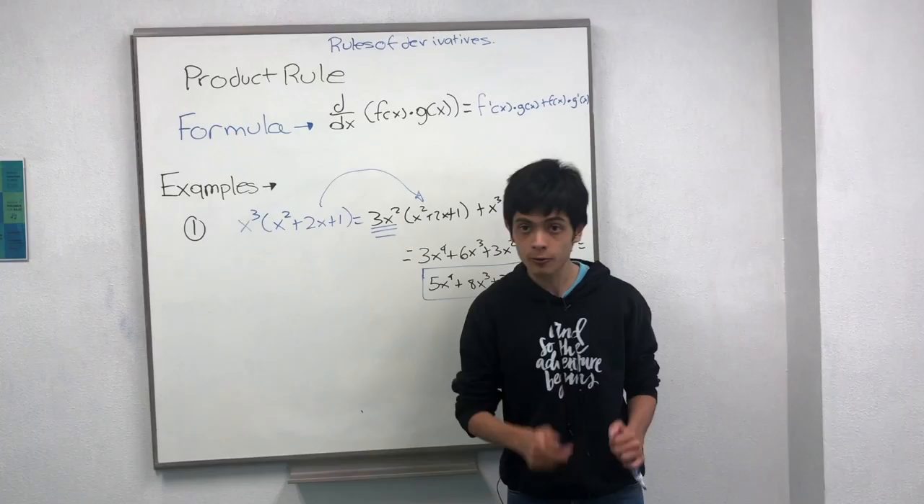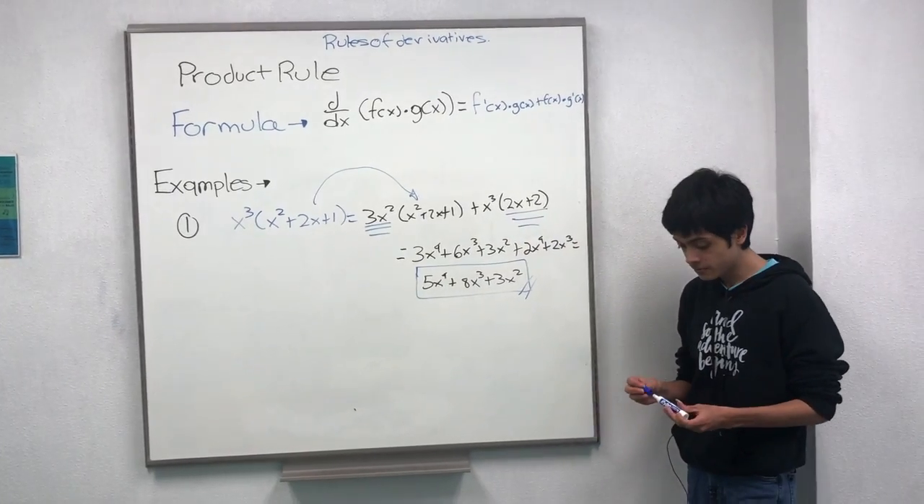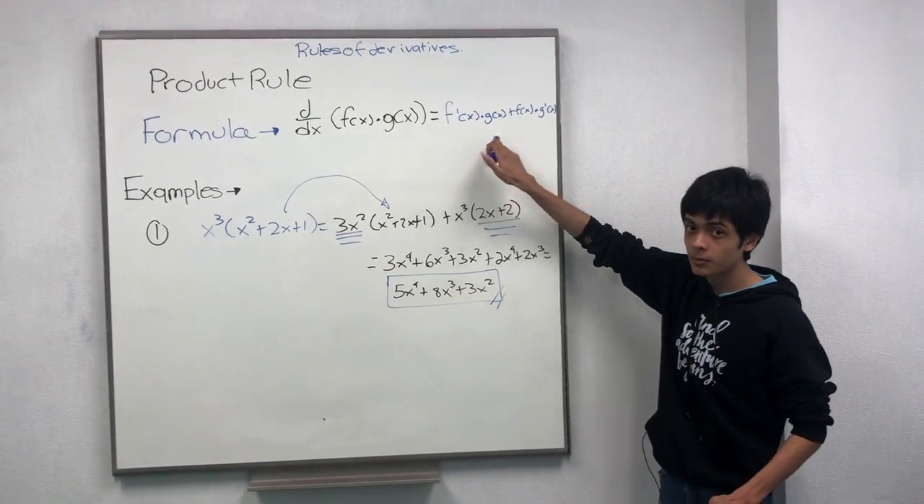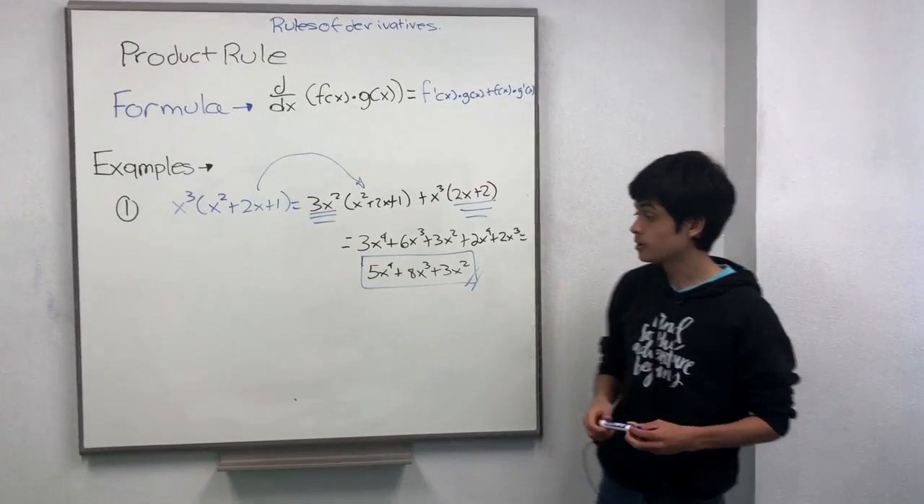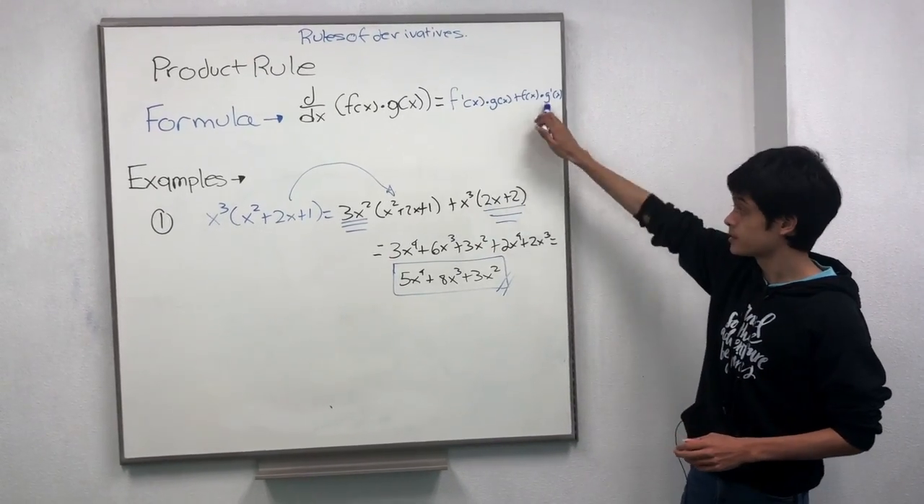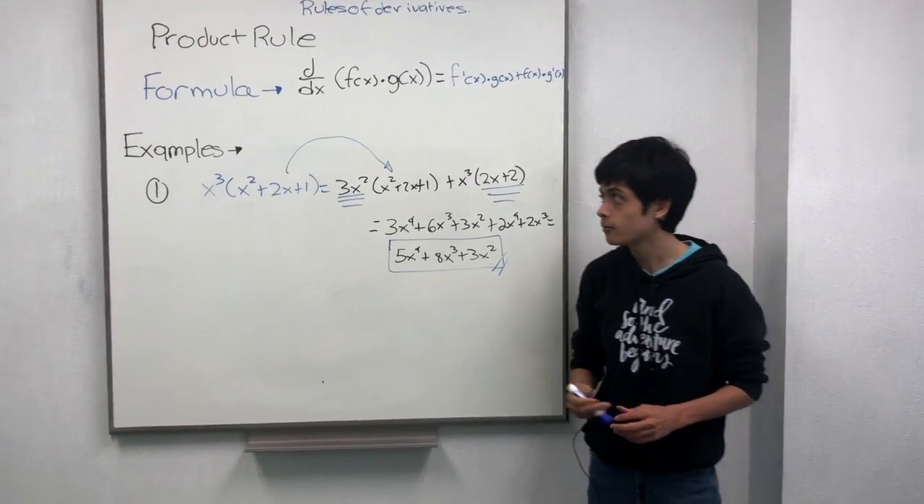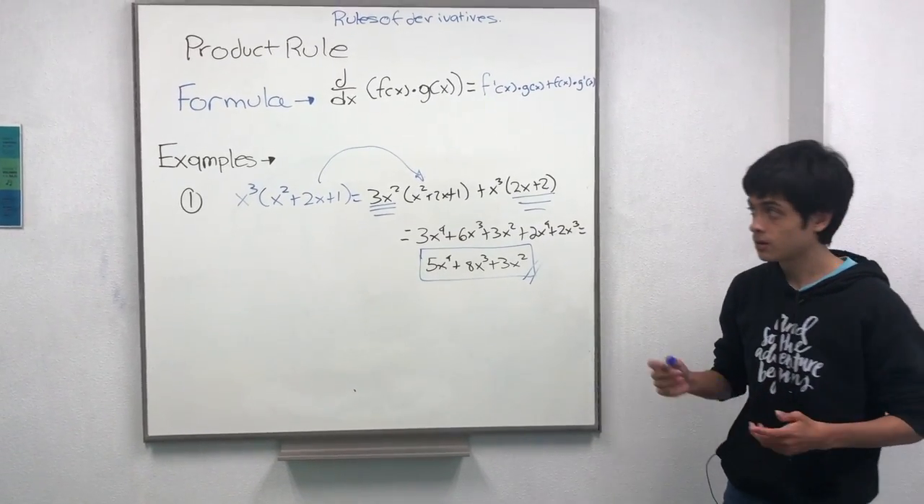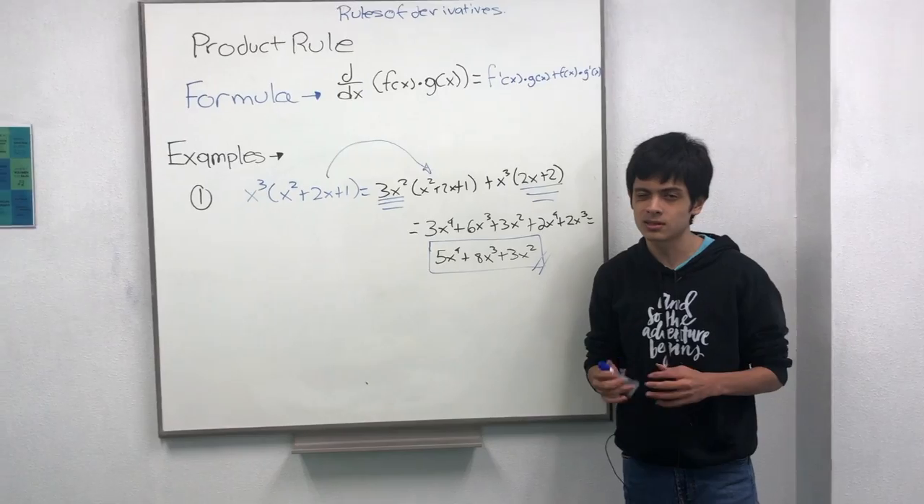So basically, the product rule means that when we have two functions, we get the derivative of the first one and multiply it by the non-derivative of the second one, plus the non-derivative of the first one times the derivative of the second one. We just have to be careful by looking at which one we have to find the derivative of and which one has to stay the same.